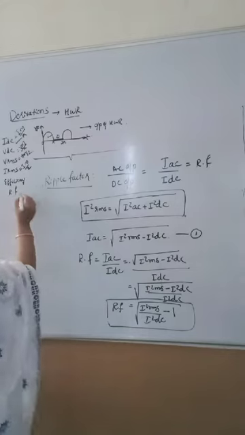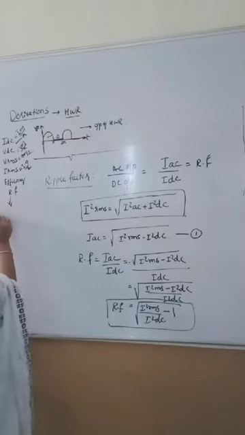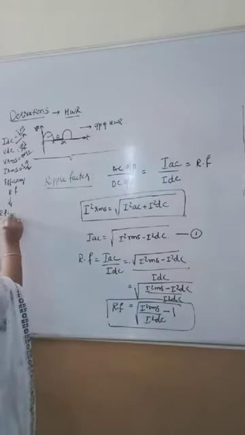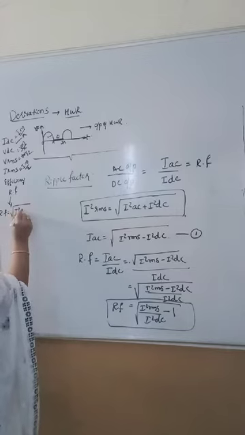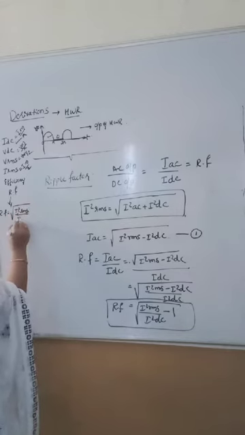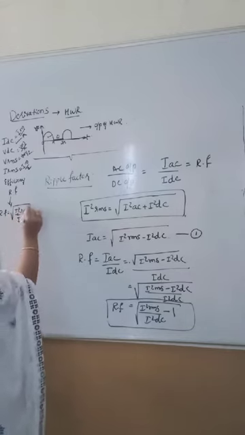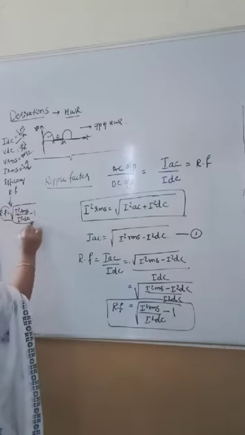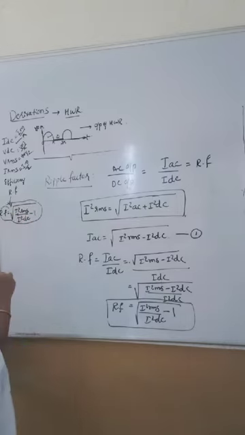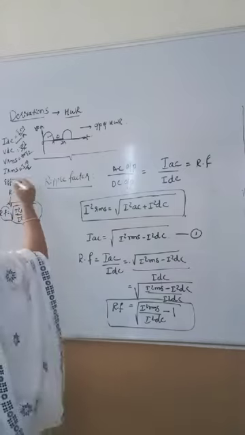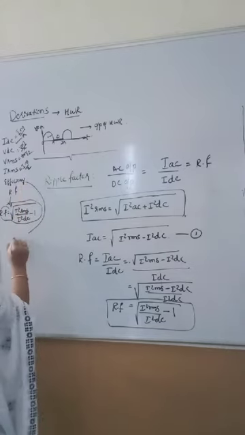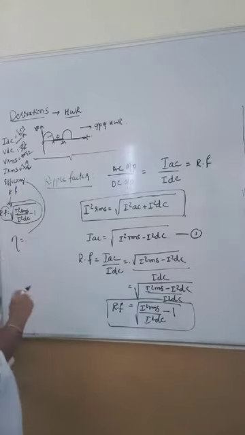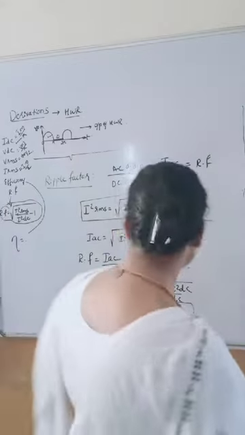So what is the equation we got for ripple factor? Ripple factor is equal to root of I square RMS divided by I square DC minus 1. This is for ripple factor. Now we have to go for efficiency. Efficiency, that is eta. We will go for this equation.